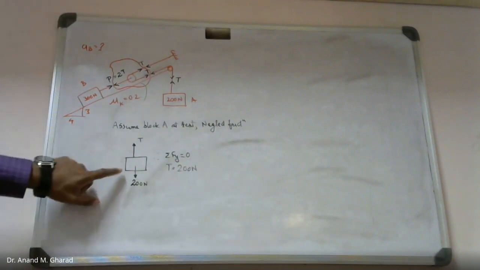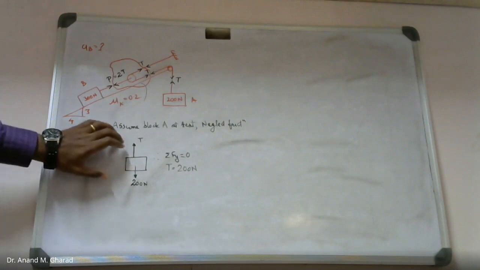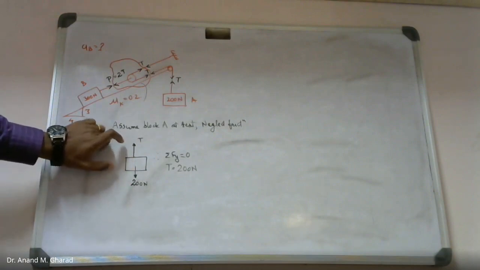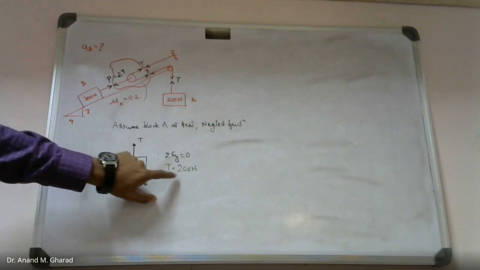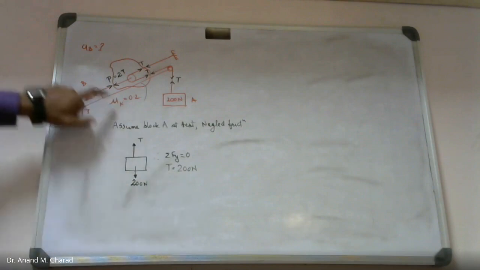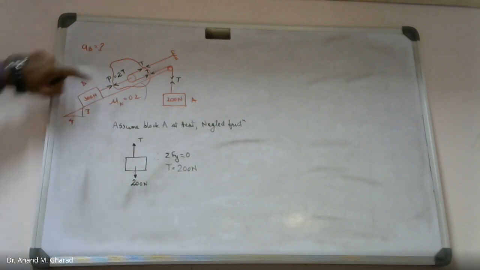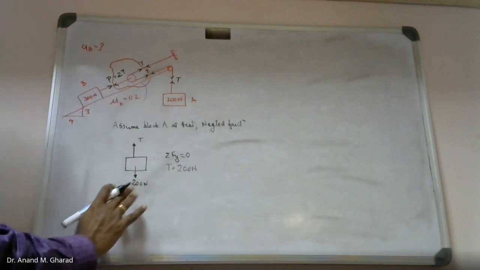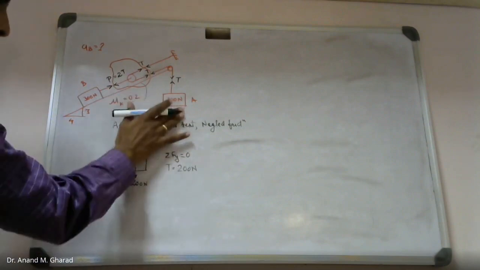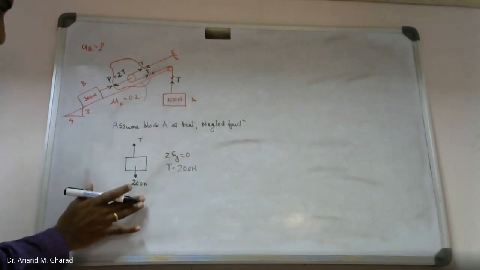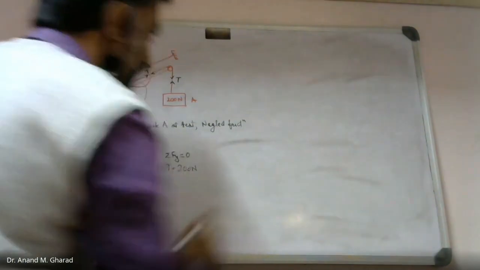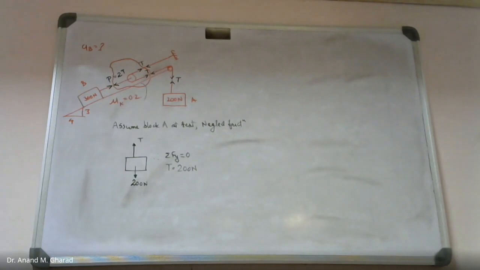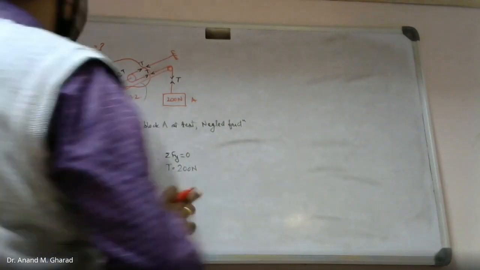Okay. Now let us see whether, with the help of this T value, what will be the effect on this second block B, right? So we are neglecting friction. Okay, we have assumed this block to be at rest. We are neglecting friction, and with that help, we will be drawing the next free body diagram for block B.